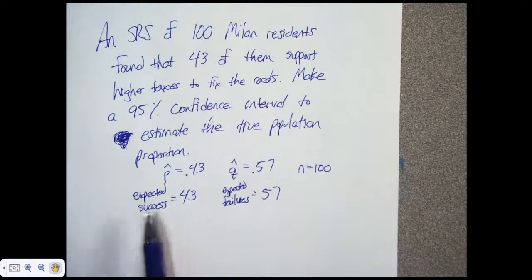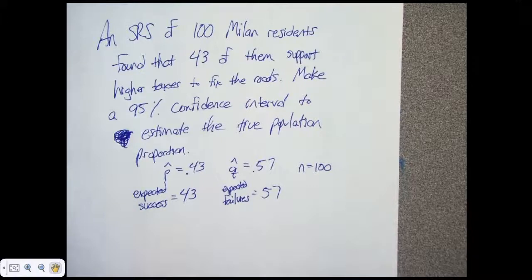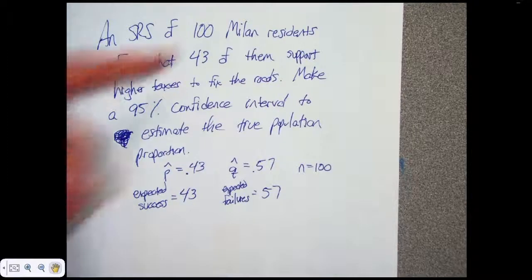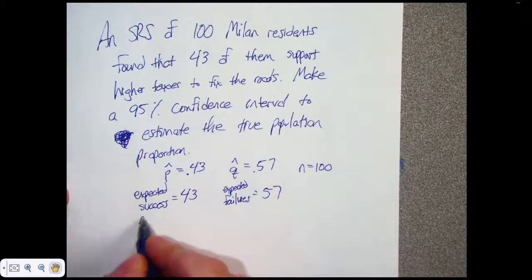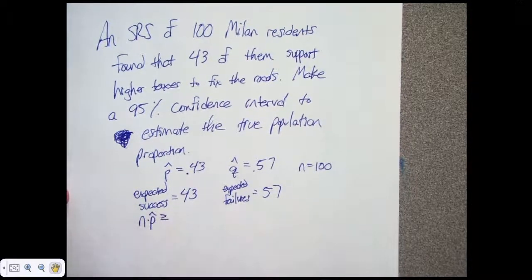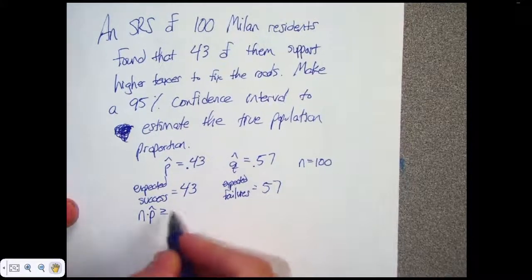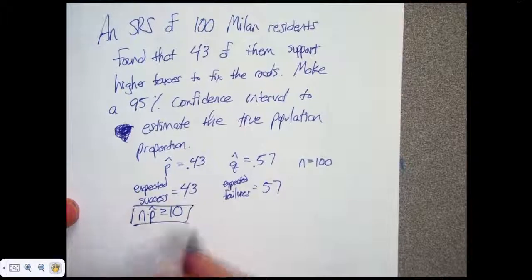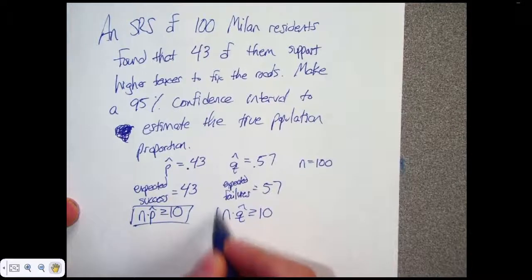How did I get the expected number of successes? The 43 times what? Oh yeah, so you're just saying I read it in the problem. Mathematically, how can I get to it? Times n by p hat. So it's n times p hat. And what does that have to be greater than or equal to? 10. That's one of the conditions. n times q hat has to be greater than or equal to 10.